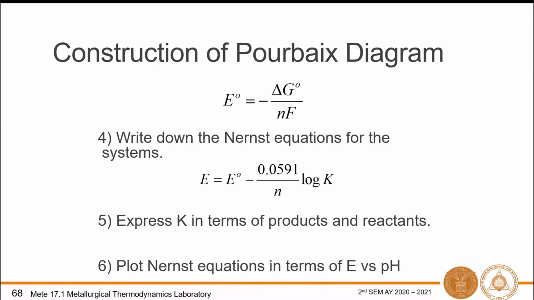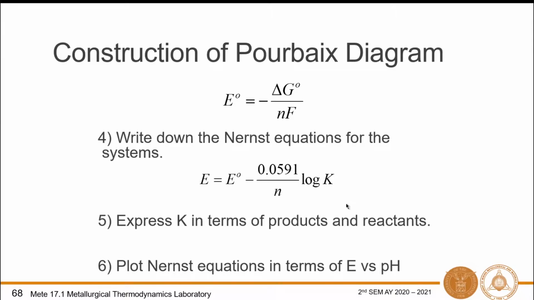Then step 4 is we write down the Nernst equation for the system. The Nernst equation is given as E equals E naught minus 0.0591 over n times log of K. E here is your EH. The 0.0591 comes from the simplification of negative RT over F, R being the gas constant, T being the temperature, and F being Faraday's constant. We are assuming that we are at 298 Kelvin here.